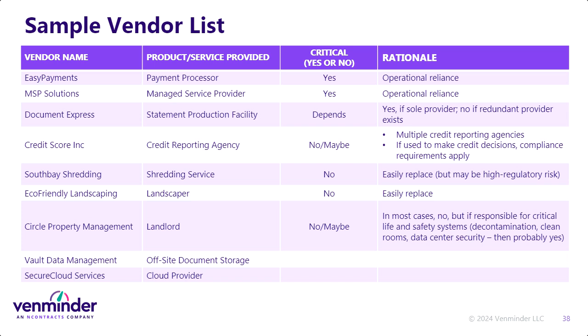However, a landlord might be considered critical if they're responsible for certain systems that can impact your organization, especially if you're working in a highly regulated industry. So imagine if your landlord is responsible for things like decontamination or maintaining clean rooms and data center security. These might be areas in which your organization is highly regulated and could potentially be the cause of your operations shutting down because your landlord isn't meeting regulatory standards. So in that case, a landlord would be considered critical.